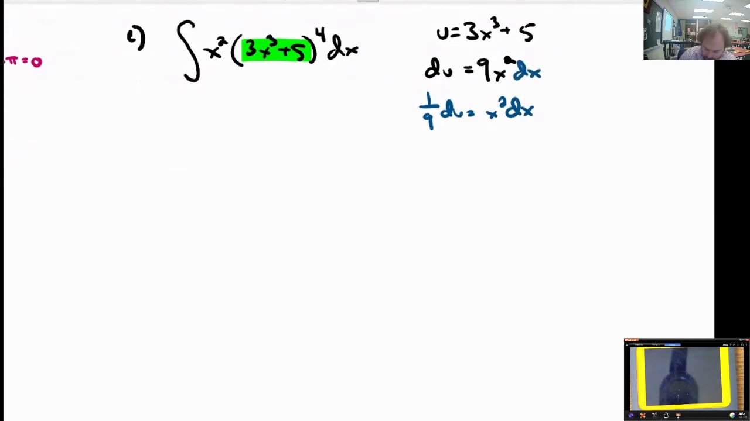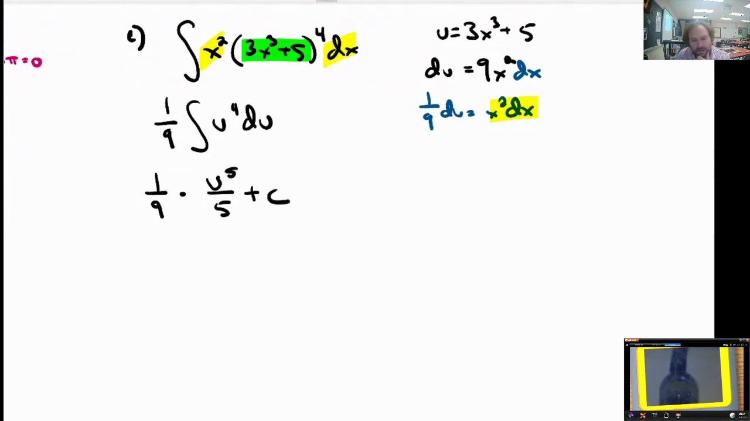And so there you go. There's your one-to-one substitution. X squared dx is taken care of. So after our substitution, 1/9 will be in front. We have our u to the fourth power times du. And everything is taken care of there. So let's go ahead and do the antiderivative. This is 1/9 times u to the fifth power over 5 plus c. And the only thing left to do now is to stick our original u back into the problem, right there.